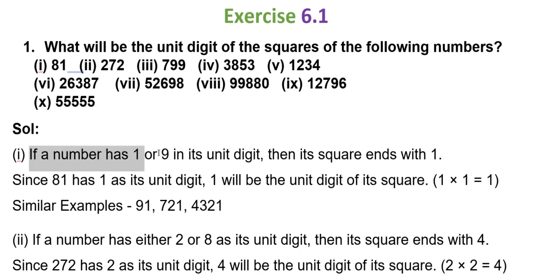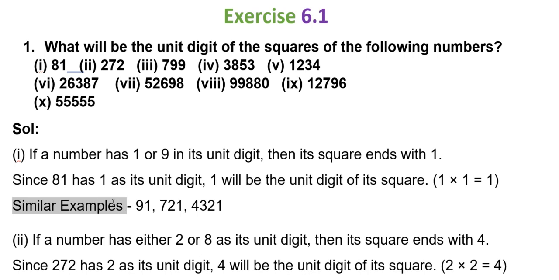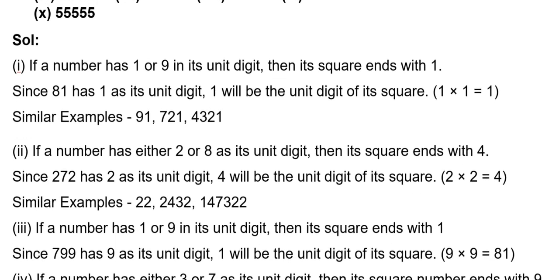If a number has 1 or 9 in its unit digit, then its square ends with 1. Since 81 has 1 as its unit digit, 1 will be the unit digit of its square. 1 into 1 is equal to 1. Similar examples: 91, 721 and 4321. These are the squares.